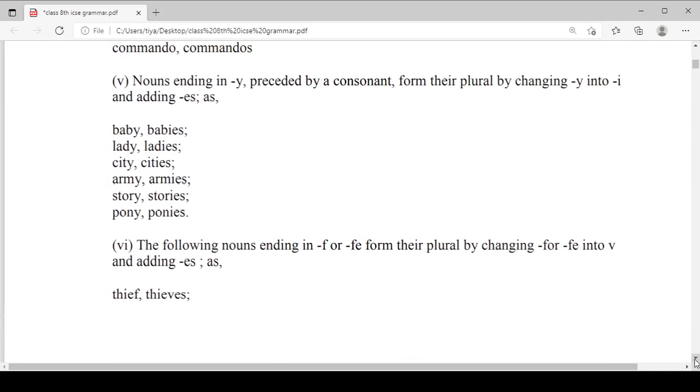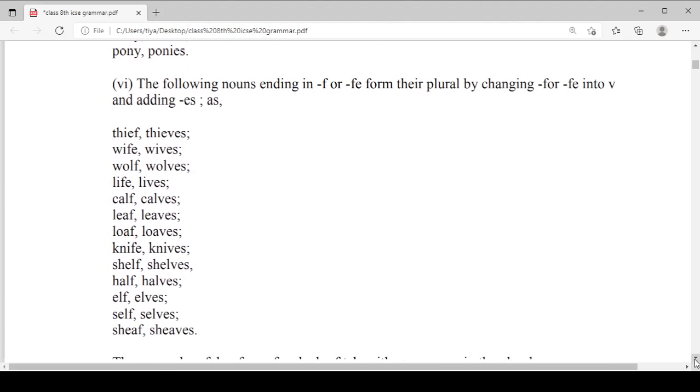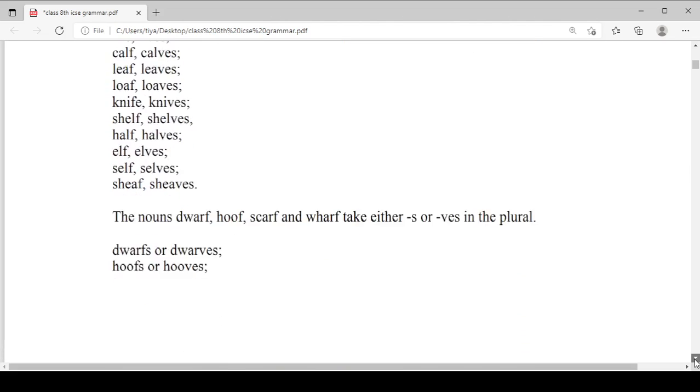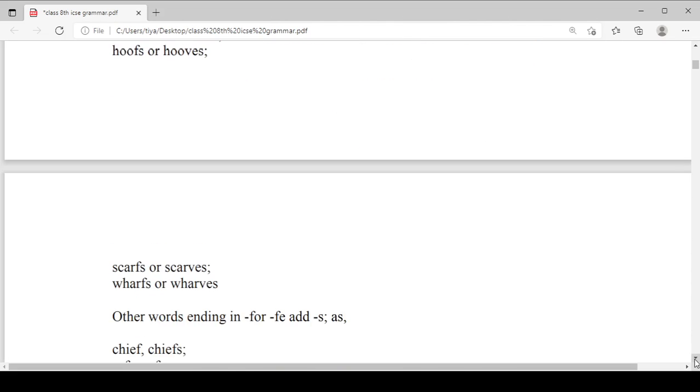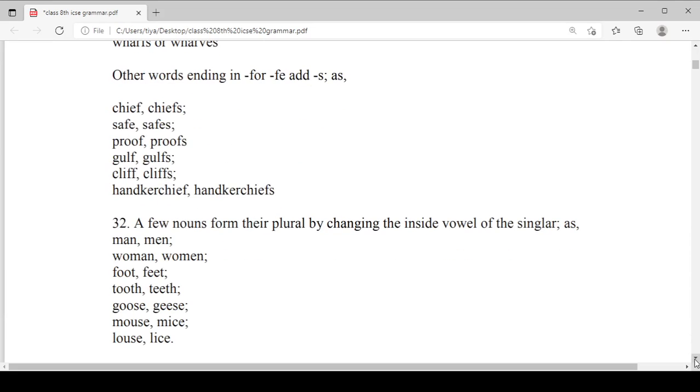Baby, babies; we have read it many times. Thief, thieves; wife, wives; wolf, wolves. In this way we can make singular into plural. Chief, chiefs; safe, safes; proof, proofs. Just read the list, because sometimes questions can be asked on singular to plural also. So just read the list.